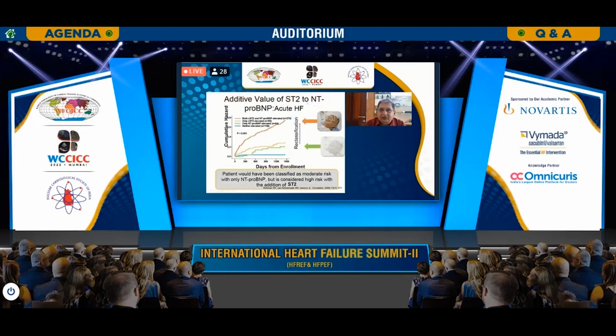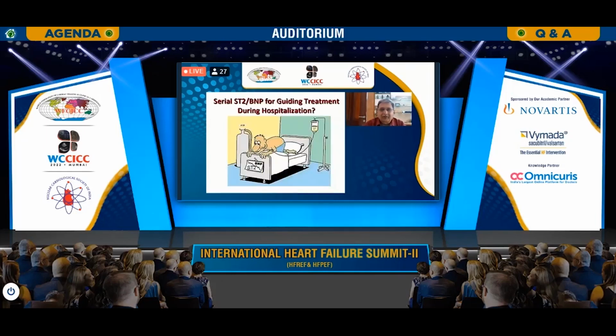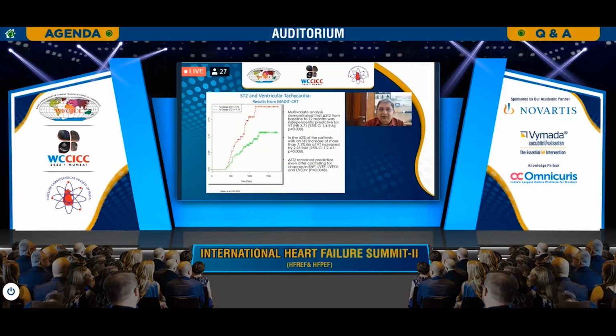And when you add ST2 to NT-proBNP in acute heart failure, you get a better stratification of risk, as you can see from this: those are the worst who have both elevated, and the best prognosis is where both are not elevated. However, even between them, ST2 levels were more predictive of progression as compared to NT-proBNP levels alone. And the addition of this led to reclassification from moderate to severe disease. And this is the problem that we want to stop, readmissions. So now we are coming to an area where we might even be thinking of serial ST2 measurement during hospitalization. And ST2 levels also correlate with the presence or absence of significant arrhythmias.